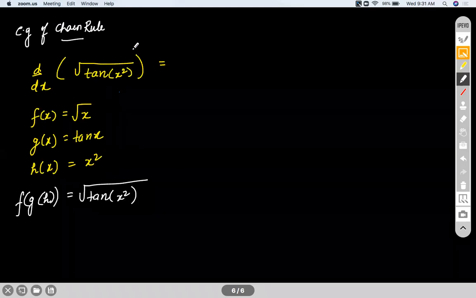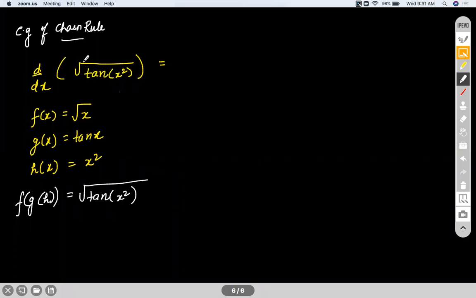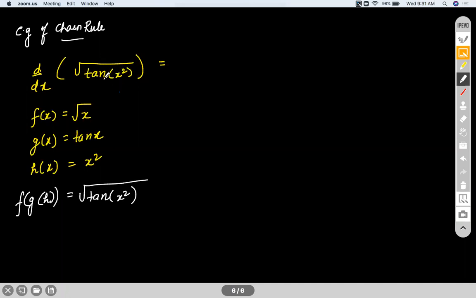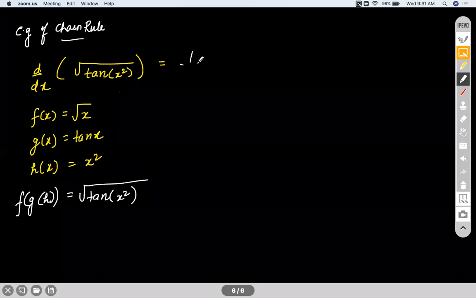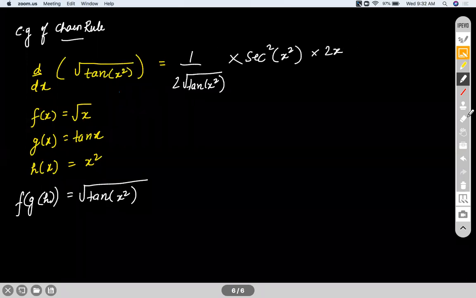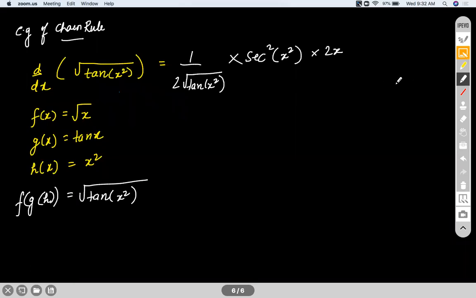First you have to differentiate under root of tan x square with respect to tan of x square. It's like differentiating under root u with respect to u. What is the result for that? 1 by 2 under root u, and u itself is this, into the derivative of tan of x square with respect to x square, what is that? Secant square of that term. Into the derivative of x square itself, which is 2x. So this is how the chain rule works. Is that fine?